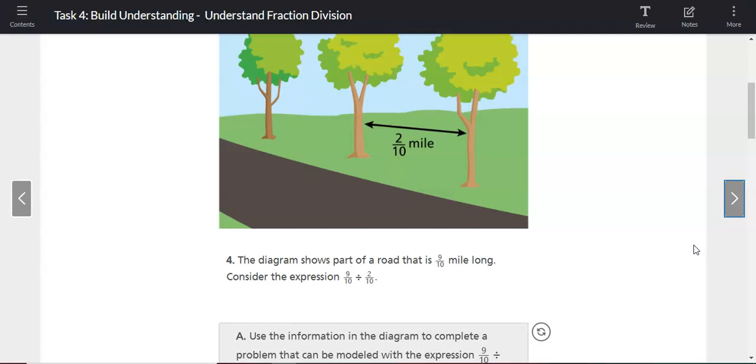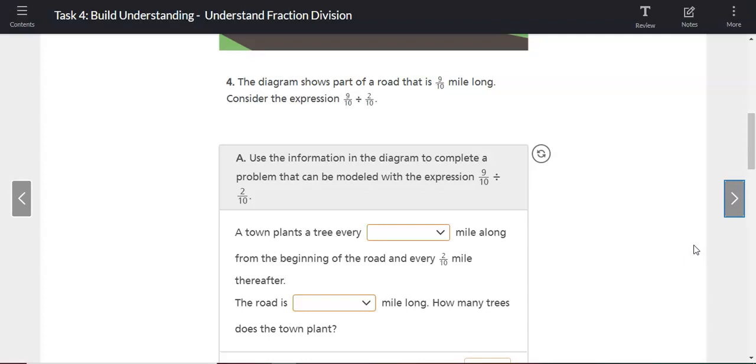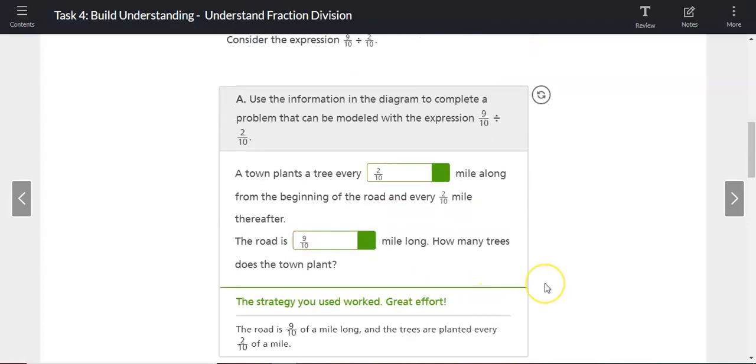Consider the expression 9/10 divided by 2/10. Use the information in the diagram to complete a problem that can be modeled with the expression 9/10 divided by 2/10. So a town plants a tree every 2/10 mile from the beginning of the road and every 2/10 mile thereafter. The road is 9/10 mile long. How many trees does the town plant?